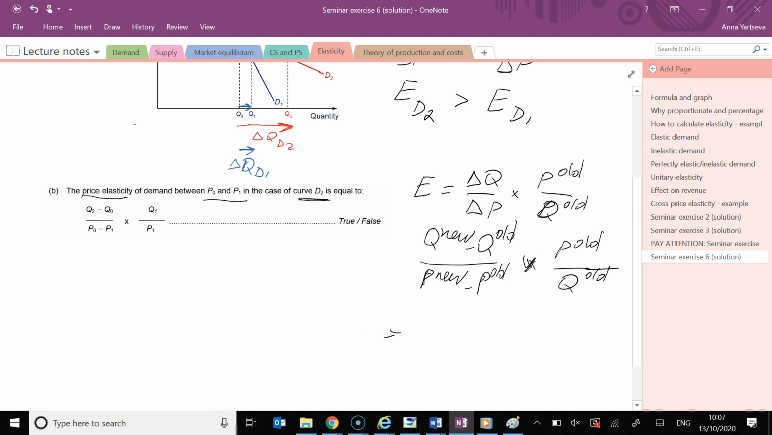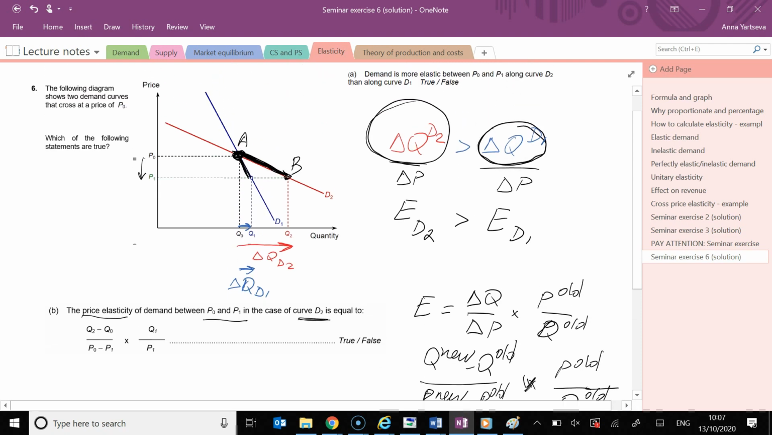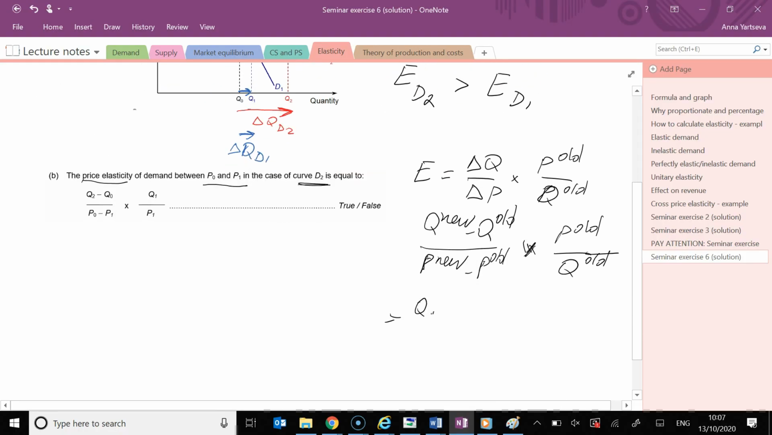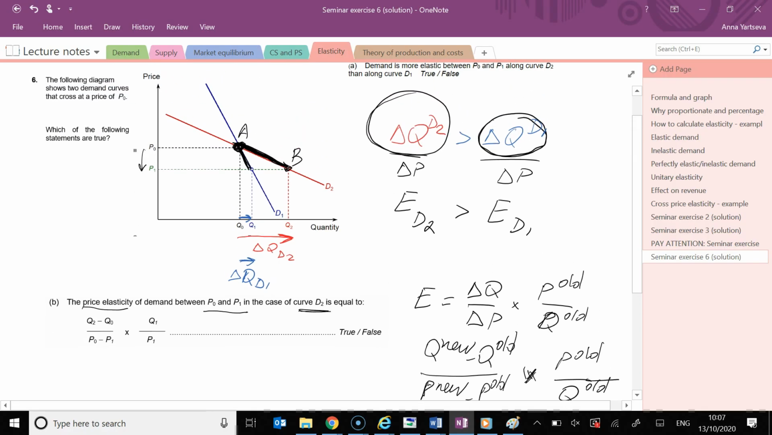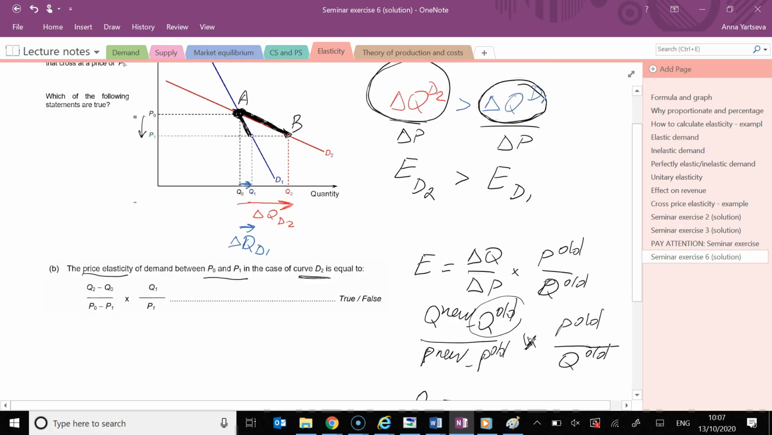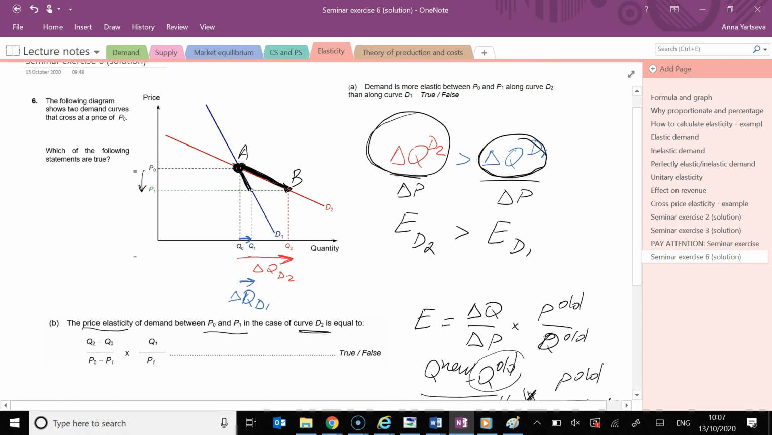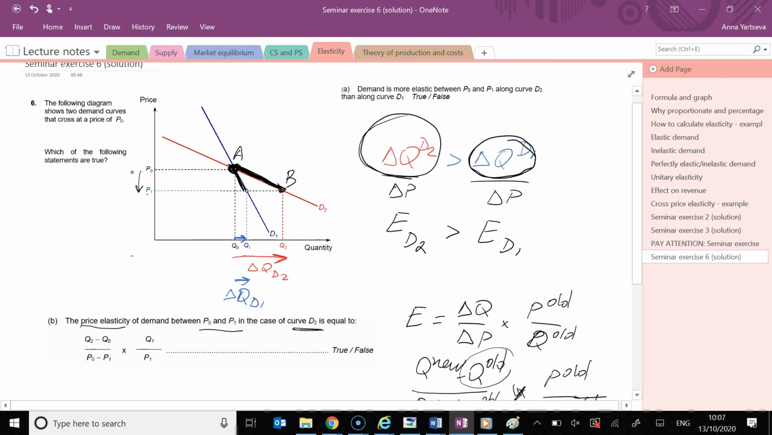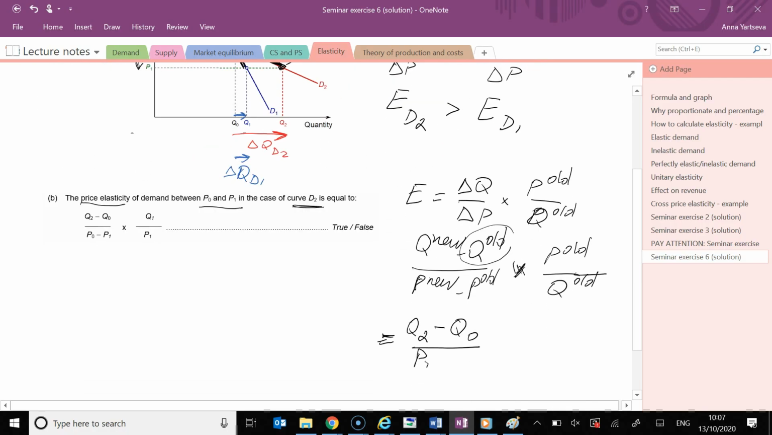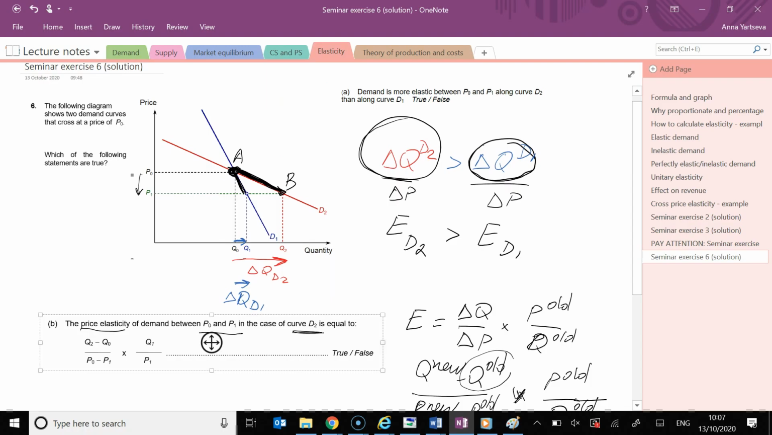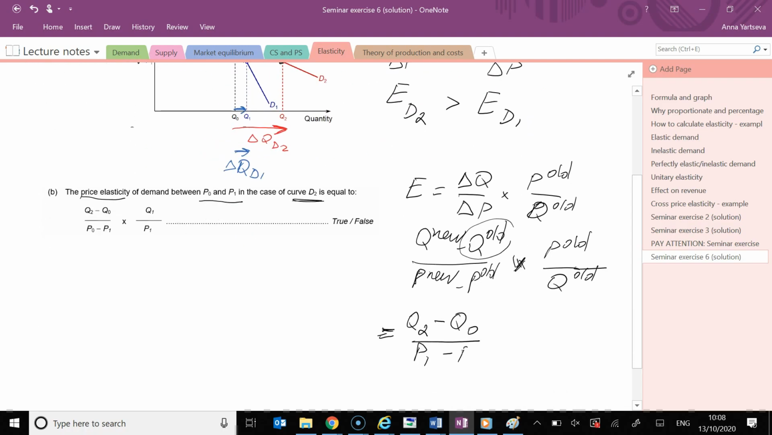Let's plug in the values. If we move from point A to point B, new quantity is going to be Q2, as far as I can see, Q2, minus old quantity. Original quantity at point A used to be Q0. Next, denominator, prices, price new minus price old. At point B, new price is equal to P1, plug it in. Original old price at point A used to be P0, plug it in. We've got our first term. We've managed to write down this part of the formula.